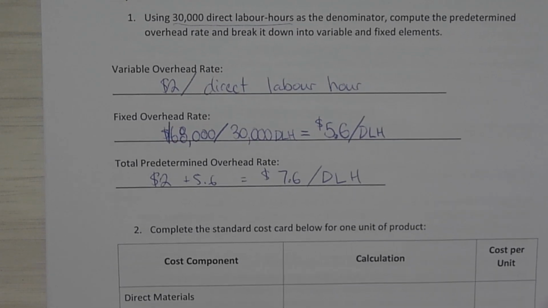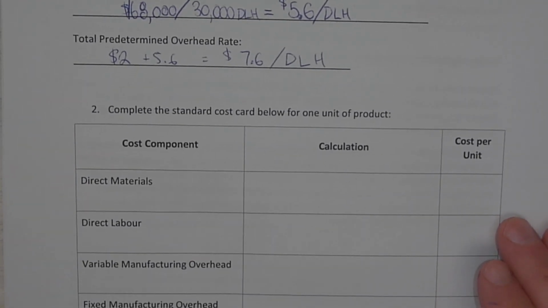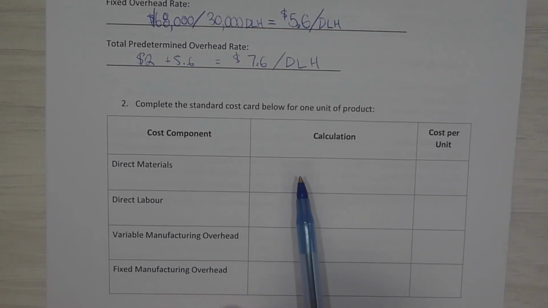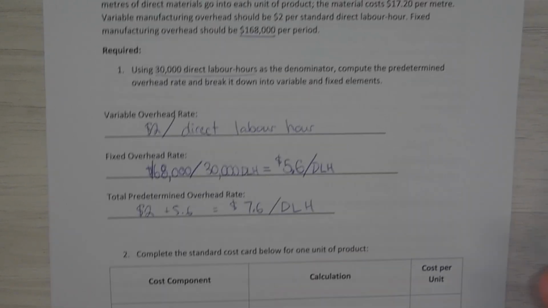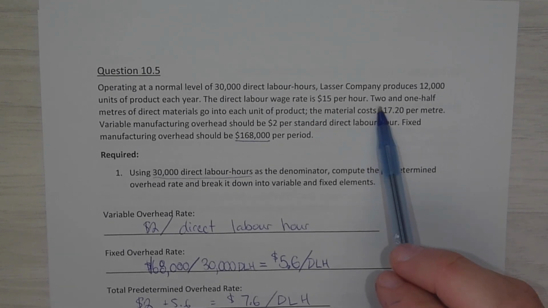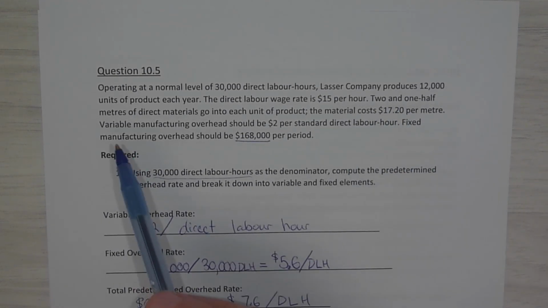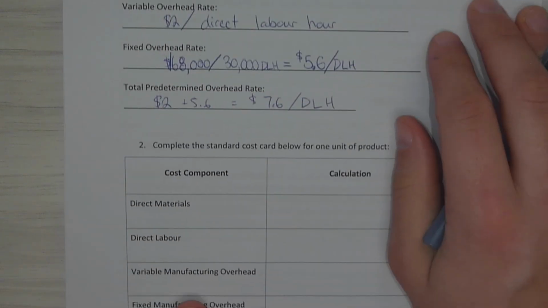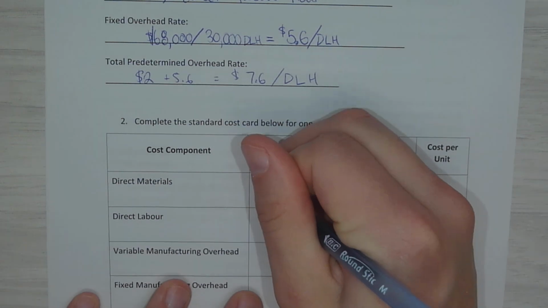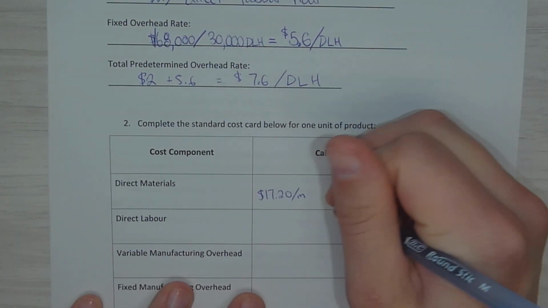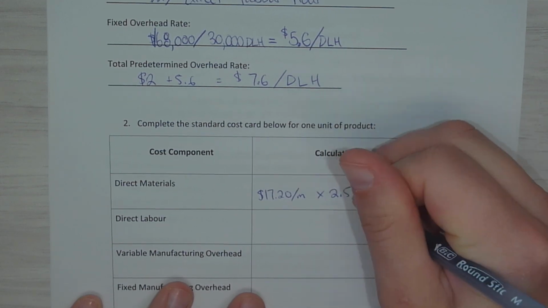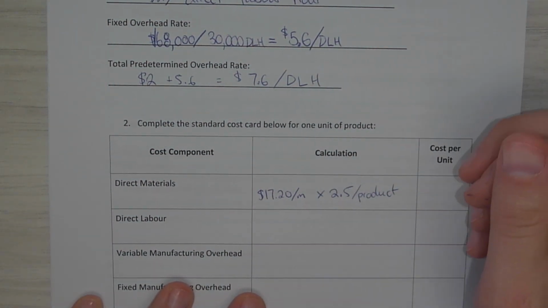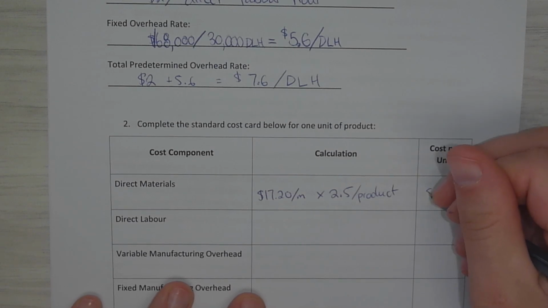So now we can put together a standard cost card. And so we can calculate our direct materials to get our cost per unit. Now here it said that 2.5 meters of direct materials go into each unit of product. The material costs $17.20 per meter. So that's $17.20 per meter. When we use 2.5 meters per product, we get a cost per unit of $43.